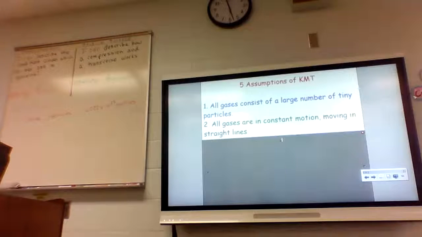All right, number 2. We're going to assume that all the gases are in constant motion and they move in straight lines. That's not hard to assume. Walk down the main hall here. Most people do that. How many times have you been bumped on the main hall?